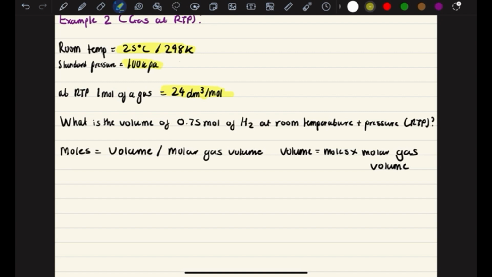So that, yeah, the moles is equal to the volume divided by the molar gas volume. That's kind of how I remember. So I look at the formula and I kind of work from there. Cool. Sorry about that stutter.